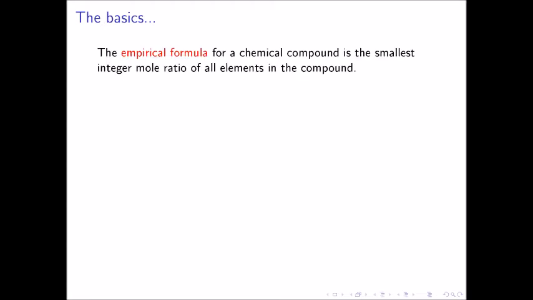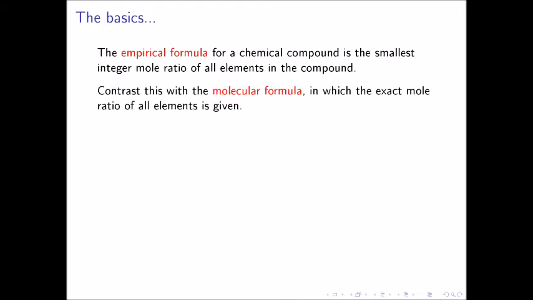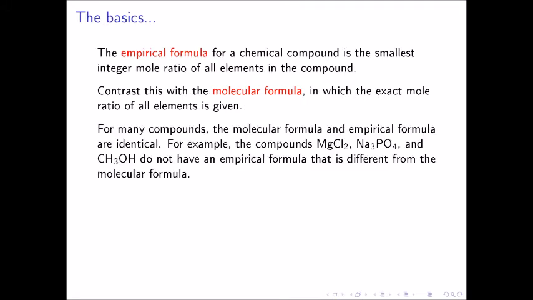There are two types of chemical formulas we will talk about. The first, the empirical formula for a chemical compound, is the smallest integer mole ratio of all elements in the compound. We can contrast this with the molecular formula, in which the exact mole ratio of all elements is given. For many compounds, the molecular formula and empirical formula are identical.